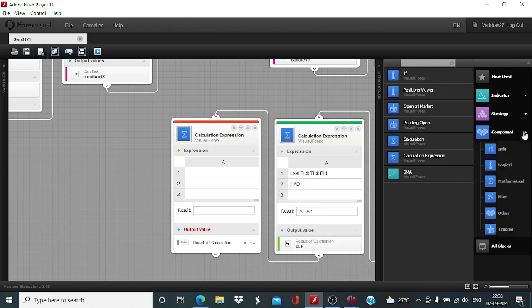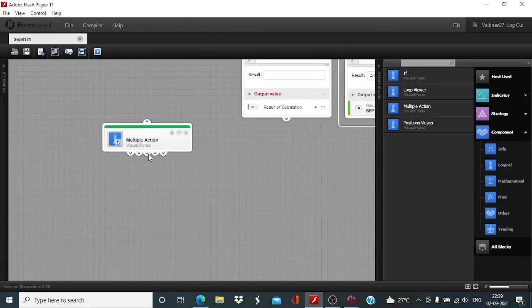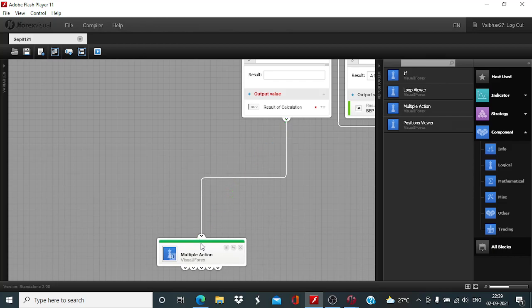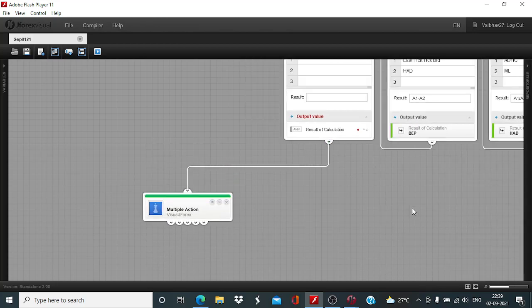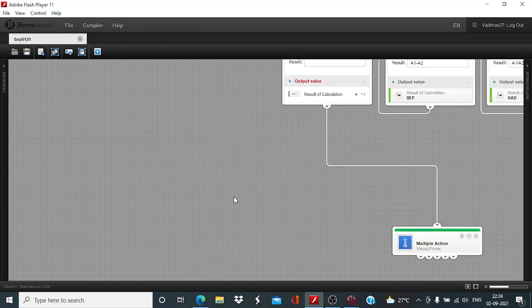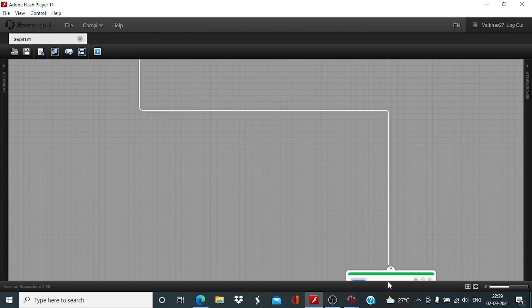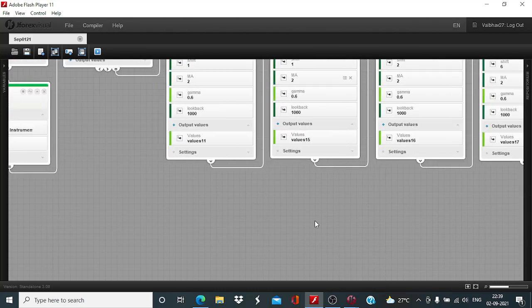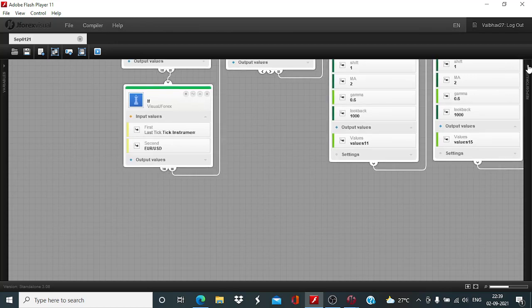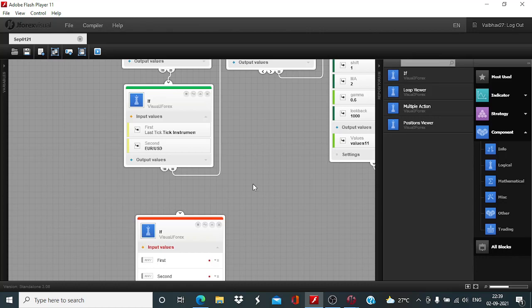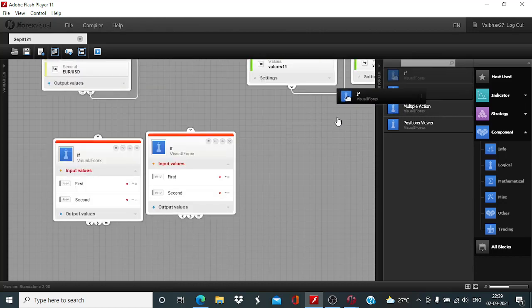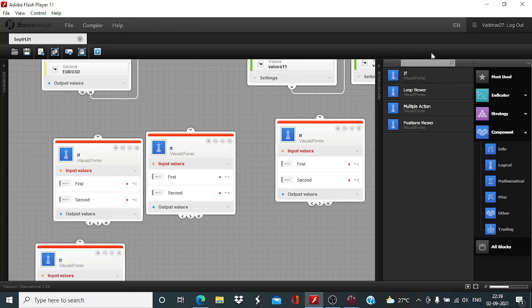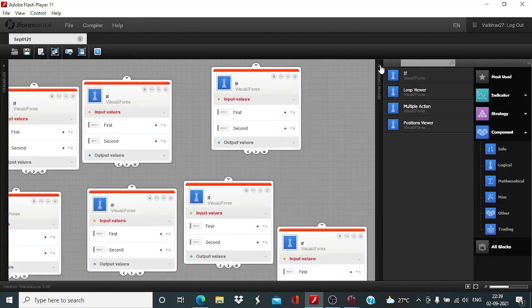Okay, now let us get a multiple action logical block. For the time being, I will join it here, but if the need arises and we have to add more blocks for defining additional conditions, we can always disconnect it and join it back later on. Okay, now let us start adding the conditions for the execution of the trade. So we are going to need these if blocks, if else statements. I don't know how many. I will add 6, 7 in this attempt. If the need arises, we will add more later on.